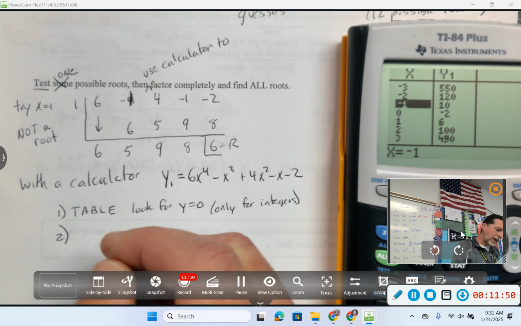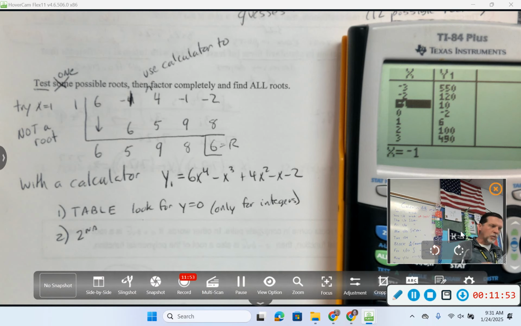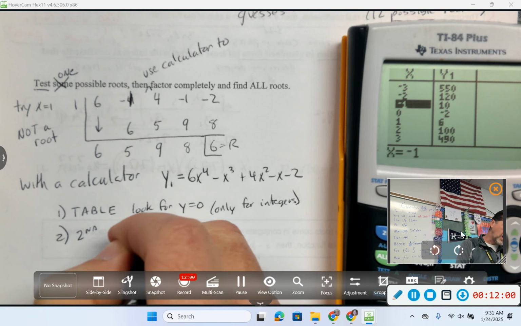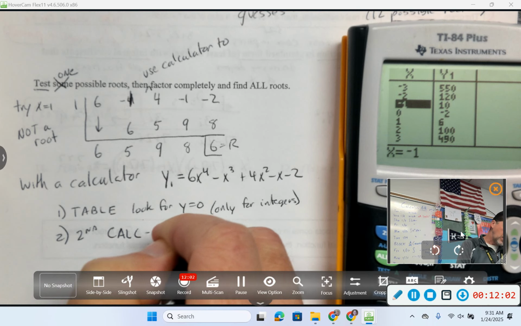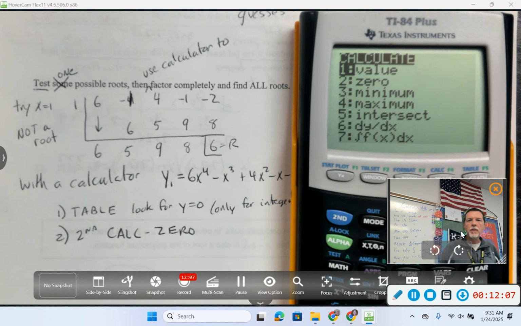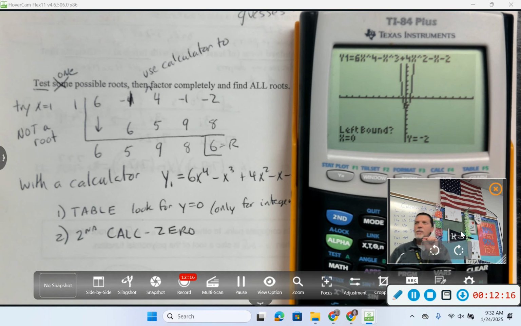So the second way is, and this is where we'll split paths depending on if you've got an 83 or an Inspire, but with an 83, you'll do second calc and then 0. So second calc, and I'm looking for 0, so let's pick 0. Then if you make it that far, it walks you through the rest of the way. So you don't have to memorize everything. You just memorize second calc. You know you want a 0.